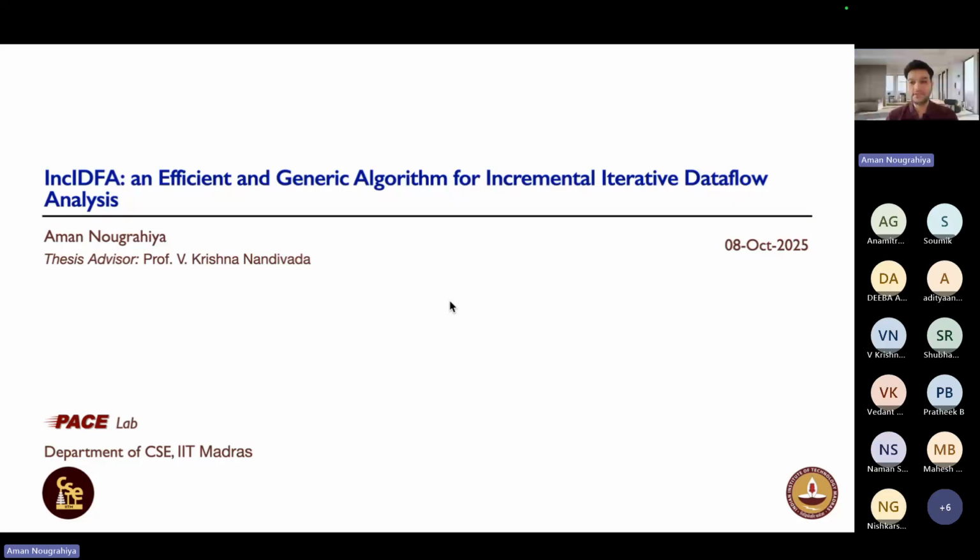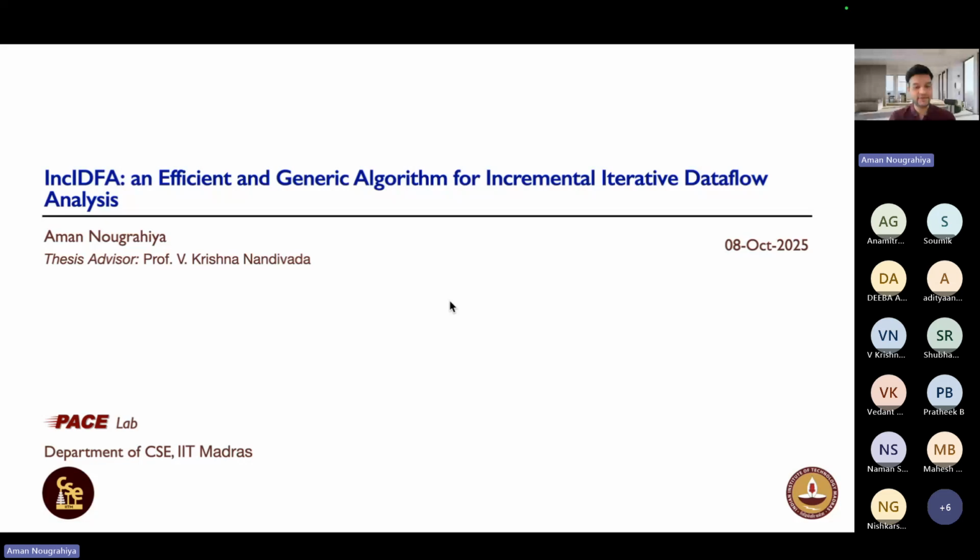Hi, everyone. So, in today's talk, I'll talk about INC-IDFA, which is an efficient and generic algorithm for incrementalization of any iterative data flow analysis. This work was done as part of my PhD work under the guidance of V. Kishan Nandiwada, who is here to answer all the questions.